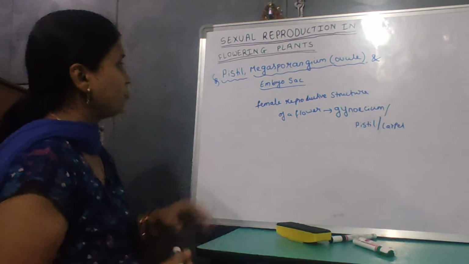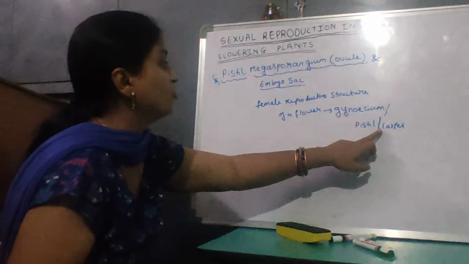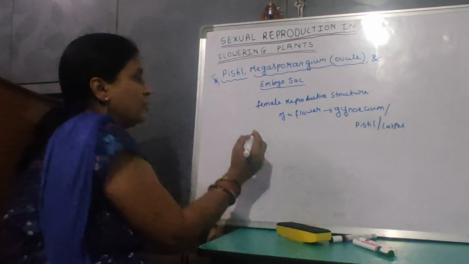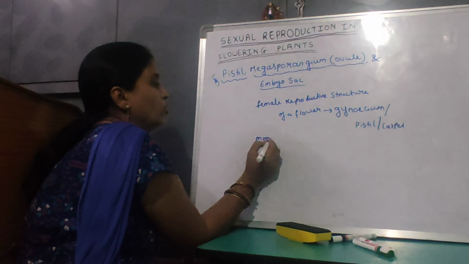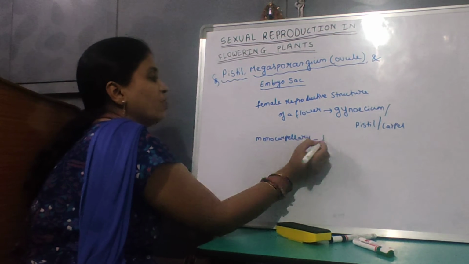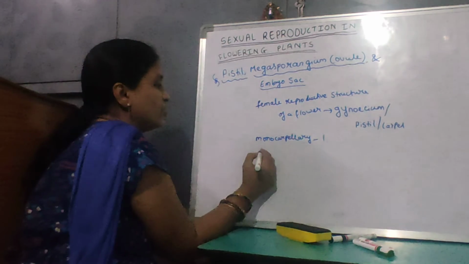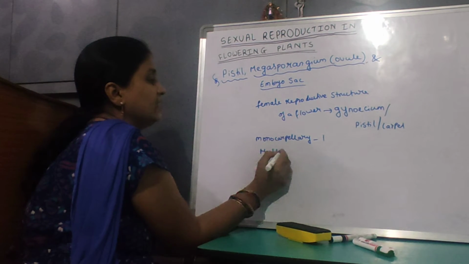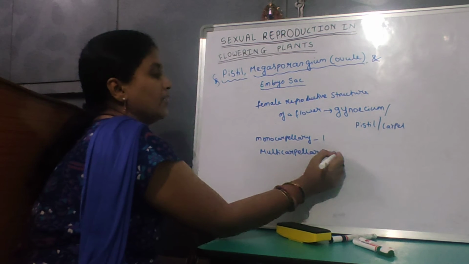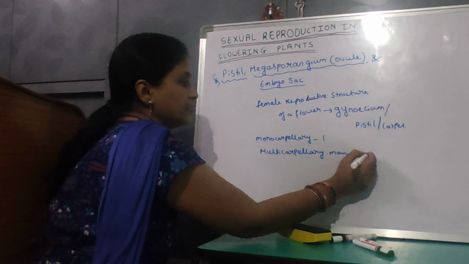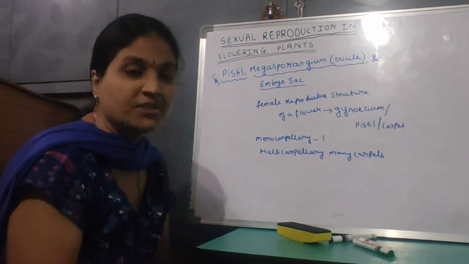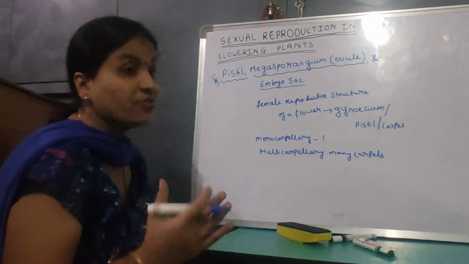Based on the number of pistils or carpels, if one carpel is present, it is called monocarpellary. If many carpels are present, it is called multicarpellary. If many carpels are present, they might be free or fused.